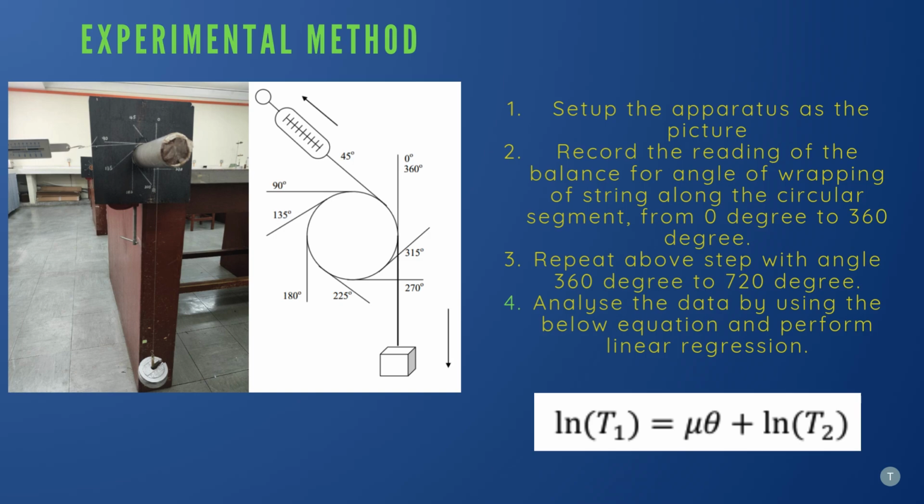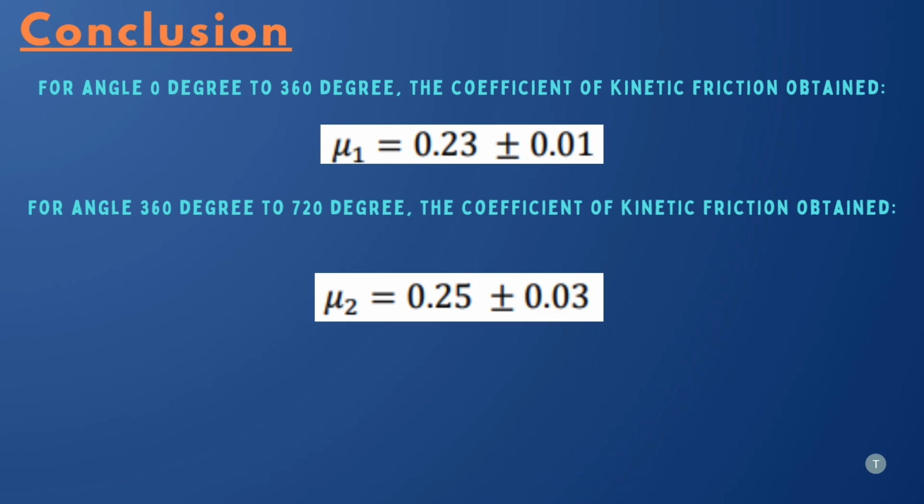For experimental method, first set up the apparatus as the picture. Second, record the reading of the balance for angle of wrapping of string along the circular segment from 0 degree to 360 degrees. Repeat above step with angle 360 degree to 720 degree. Analyze the data by using the below equation and perform linear regression. These are the results I obtained from this experiment.